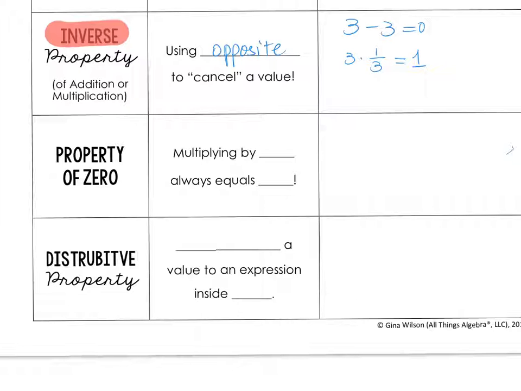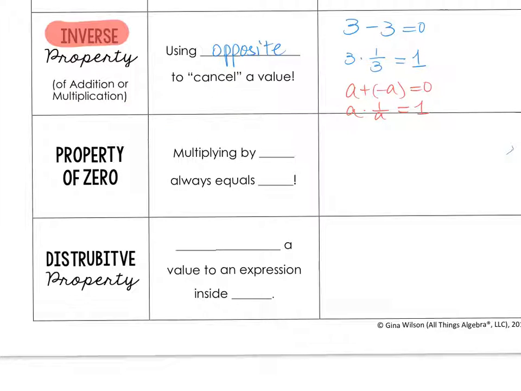If I express it with letters, for A, the opposite is negative A to add to it, and I now have 0. But A times its reciprocal gives me 1. So that's called the inverse property. I want you to remember that one. If you don't remember anything else, remember the inverse property and the distributive property. The rest will take care of itself.